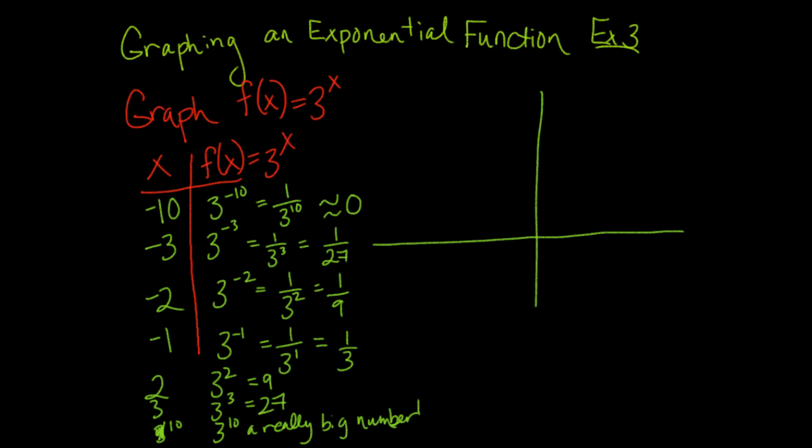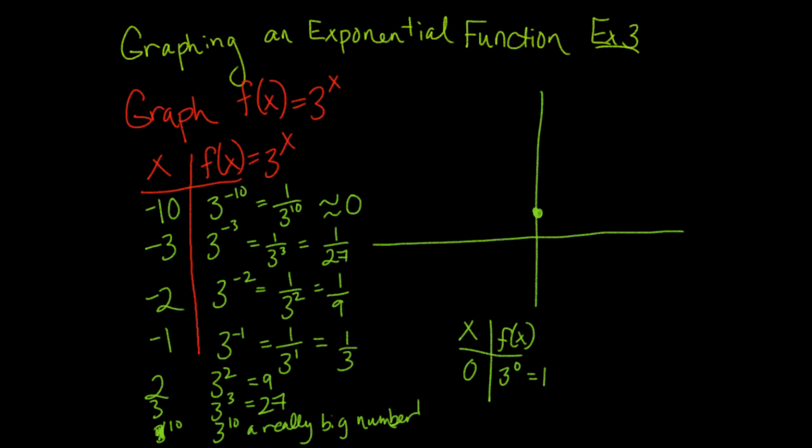Oh, I left out the most important number. Do you see which number I left out? If we continue our chart, x and f of x, 0. What is 3 to the 0? 1. That tells me that regardless of any exponential function, as long as there isn't an initial value out front, it's going to go through 1.